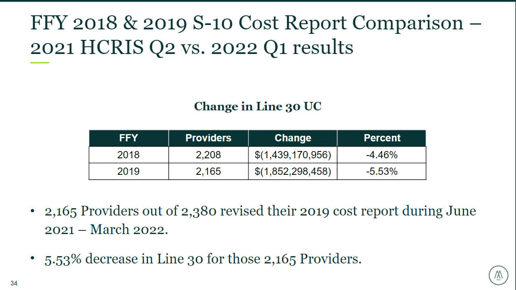So for 2019, here we have a group of some 2,165 hospitals that had revised values during the period of June 2021 through March 2022, which is ultimately what they used to pull the factor three numbers and distribute the UC payments. In the aggregate, line 30, which drives that factor three calculation, decreased by approximately $1.8 billion or 5.5%. So this is uncompensated care costs removed from hospitals, and that's resulting primarily from the S10 audit.